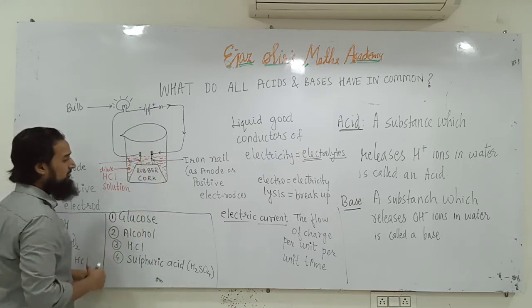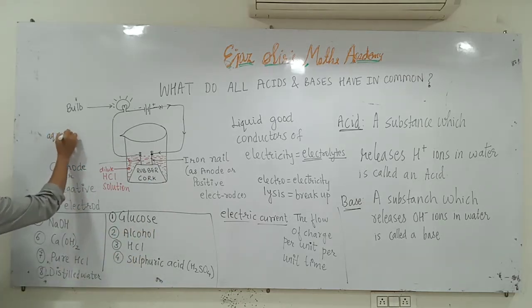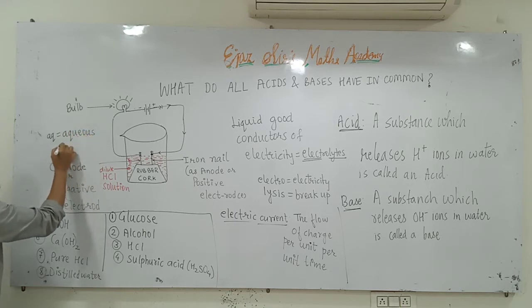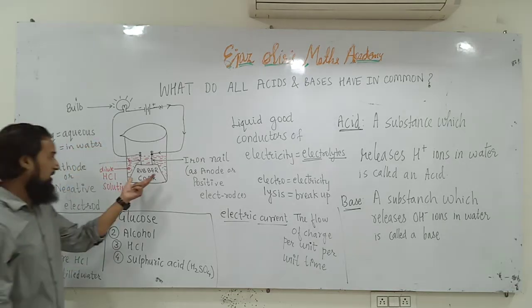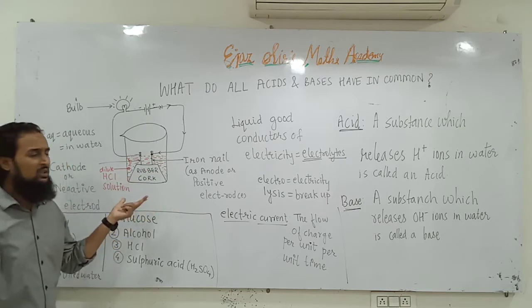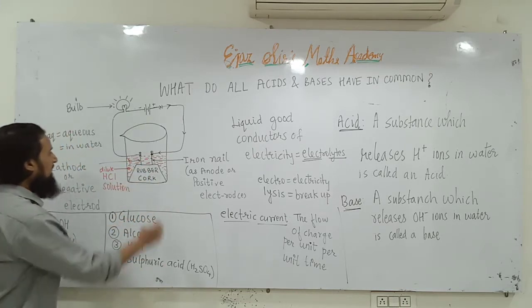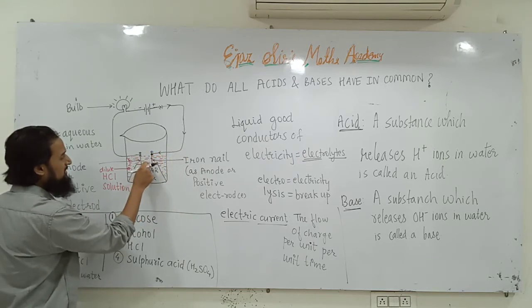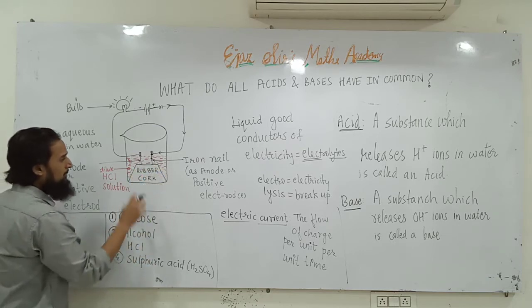We have put an aqueous solution of, aqueous means in water. AQ means aqueous. Aqua means water. So aqueous means in water. We have taken a solution of hydrochloric acid in water. We have taken a few drops of hydrochloric acid in water. So we are passing electric current through it. And as soon as electric current comes into this acid solution in water, what happens?